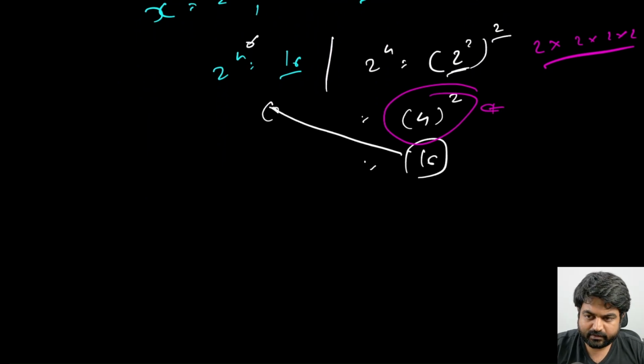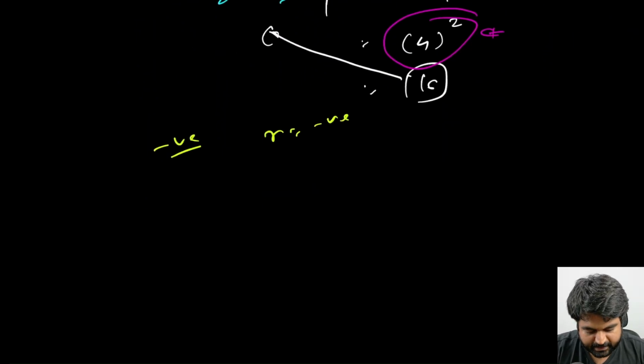Now let's think about how we can take care of negative scenarios. If the given value of n is negative, once again the same method can apply. In this case, if it is 2 to the power of negative 4, then we need to do 1 divided by 2 to the power 4.